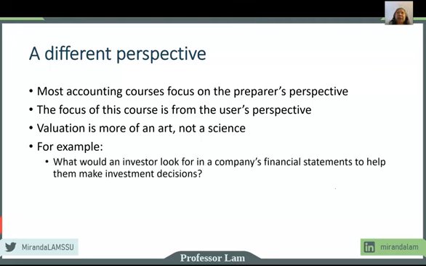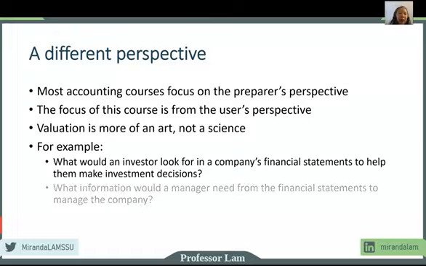So for example, let's think about an investor. What would an investor need from a company's financial statements in order to decide whether or not a firm is a good investment? The other users of financial statements are managers. So what would managers get from financial statements that will help them improve their management of the firm?